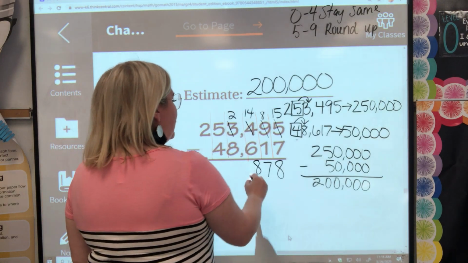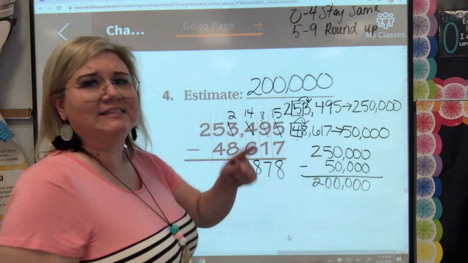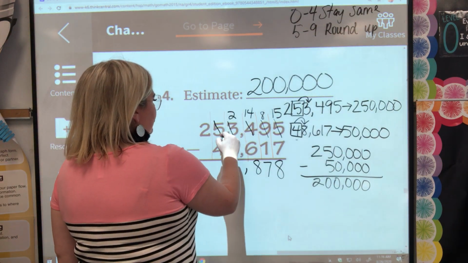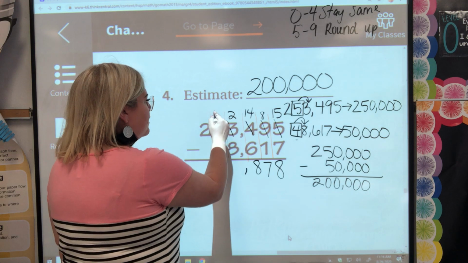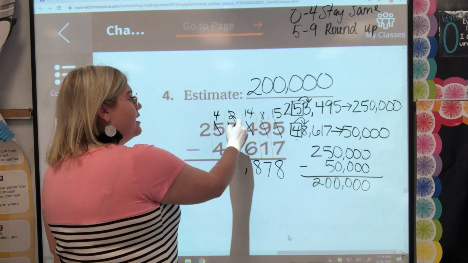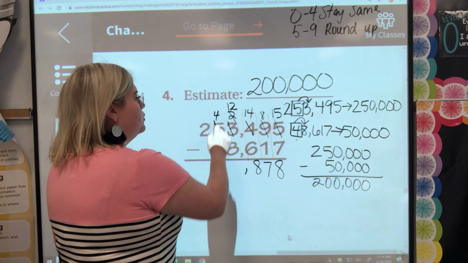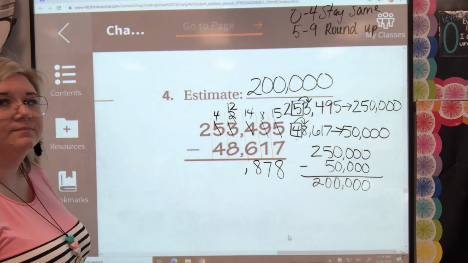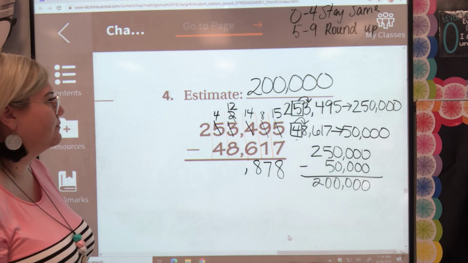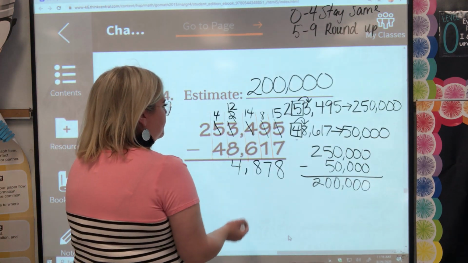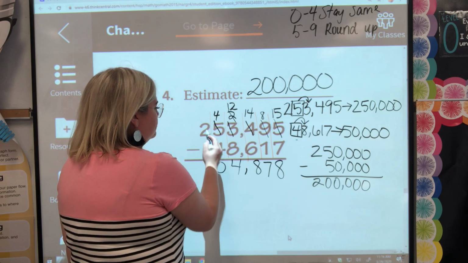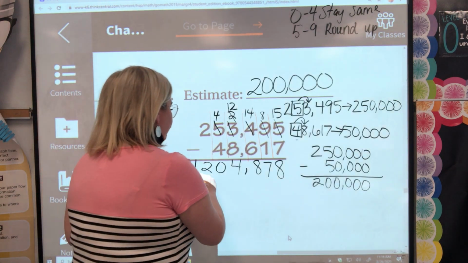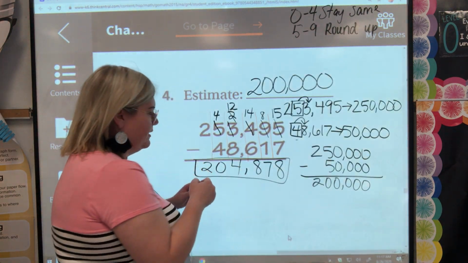Bring down the comma. 2 minus 8. Do not say 6. You have to borrow from your neighbor. So that 5 becomes a 4. And now the 2 becomes a 12. 12 minus 8 is, try to do it in your head. 4. 4 minus 4 is 0. 2 minus nothing is 2. Okay, that is our final answer for subtracting whole numbers.